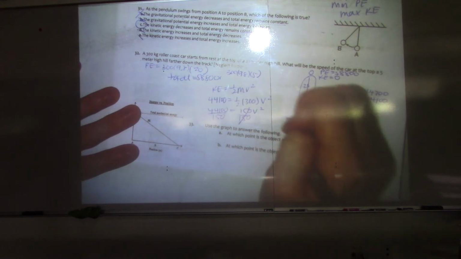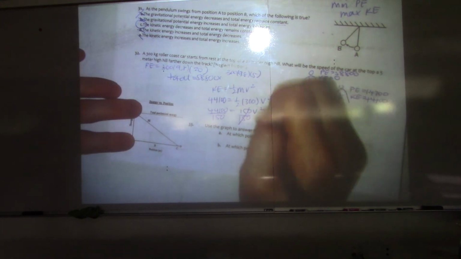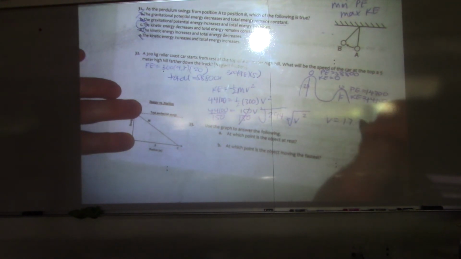Half of 300 is 150. Divide the 150 over. Still not done because the 294 is v squared, so I would take the square root and I'd get velocity of 17 point something.